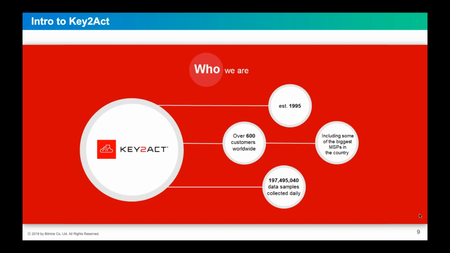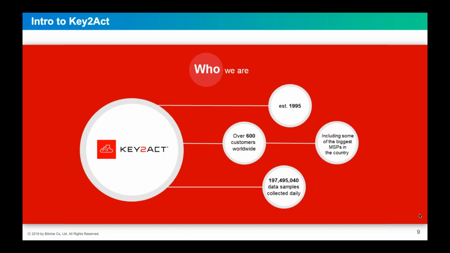Key2Act has been around for about 5 years now, and we have over 600 customers worldwide. We have a heavy focus on mechanical service providers, those companies that focus heavily on services inside of buildings for HVAC equipment, lighting, and building automation systems. So again, what we do really focuses on buildings, which is why we're here talking today about the smart building ecosystem.